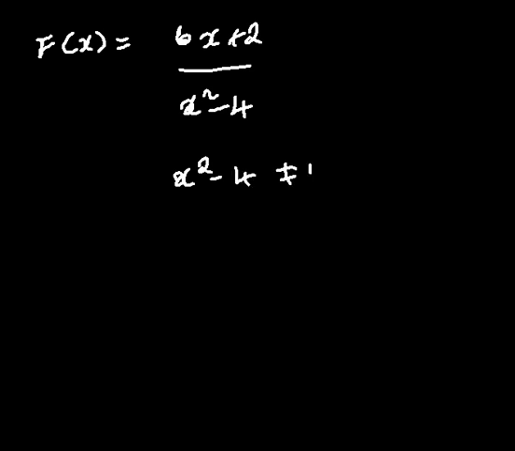What if, let's say, we have the function f of x equal to 6x plus 2, divided by x squared minus 4? How do you think we should find the domain of the function? The principle remains the same. Since this is a typical fraction function, the denominator should not be equal to 0.